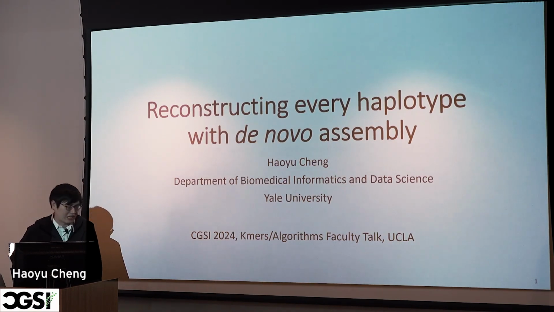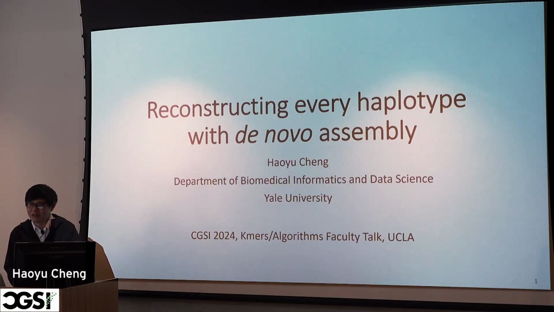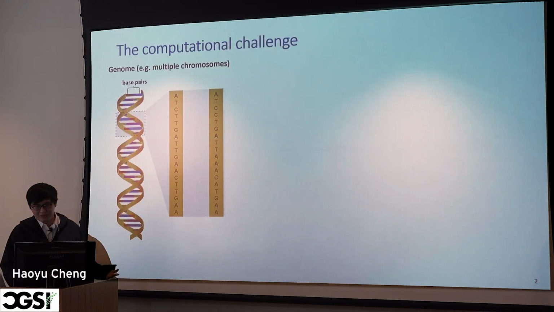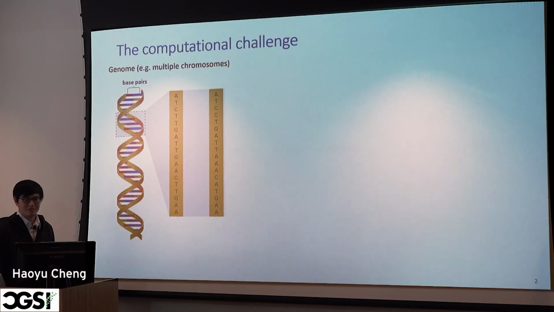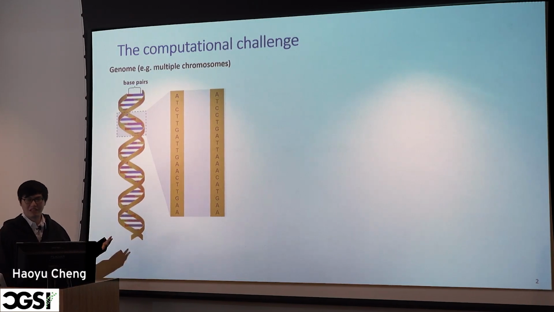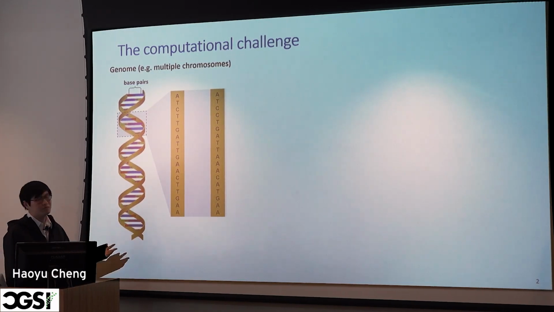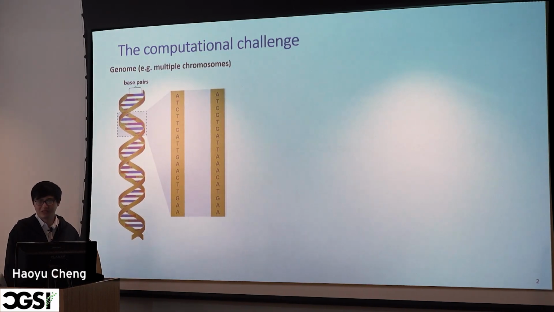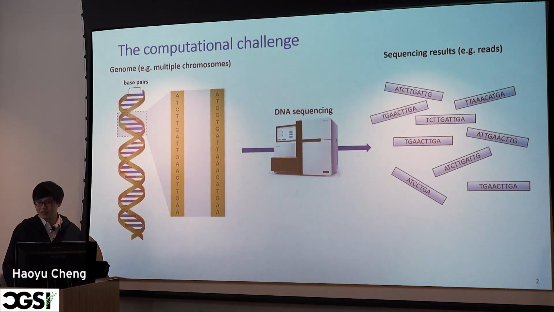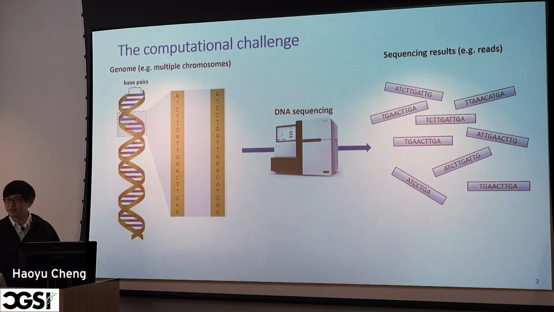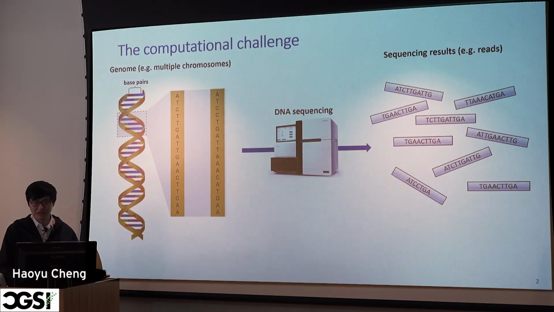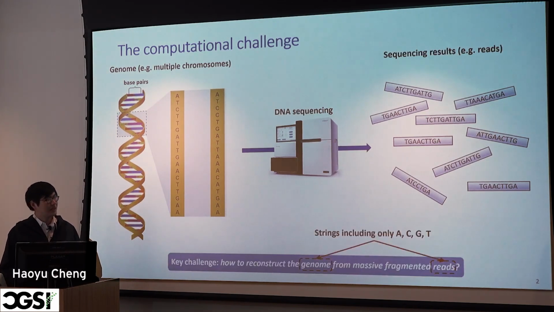So in today's talk, I will briefly introduce some of our recent work about how we achieve haplotype-resolved de novo genome assembly. So let's first have a look at the challenge for de novo genome assembly here. Consider a large genome, like the human genome, including 2 haplotypes with 6 billion base pairs. Current sequencing technologies can only produce millions to billions of short fragments called reads instead of the full-length chromosome. So the key challenge here is how to reconstruct the genome from the large number of fragmented reads.